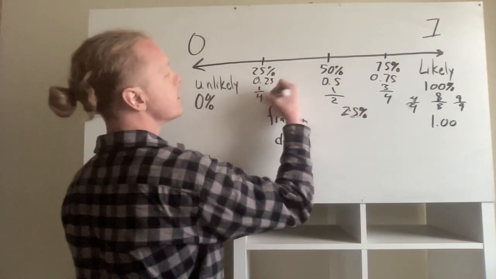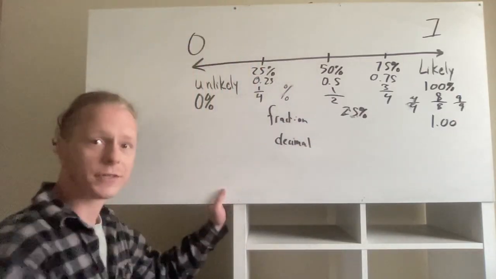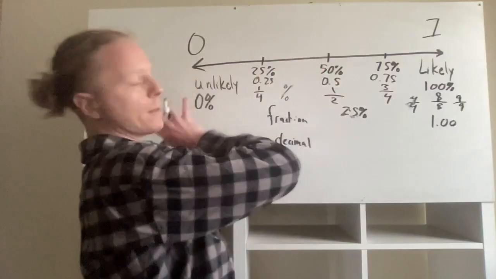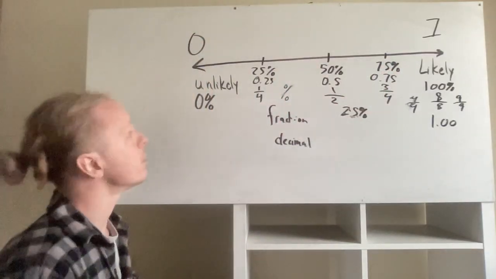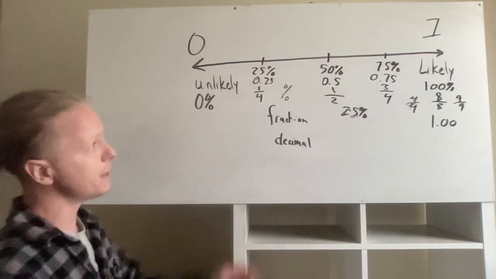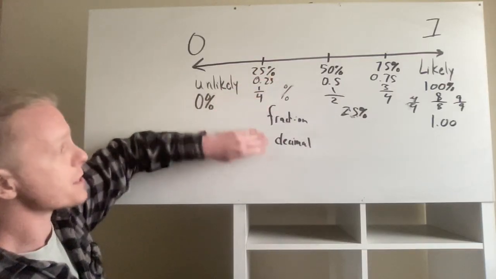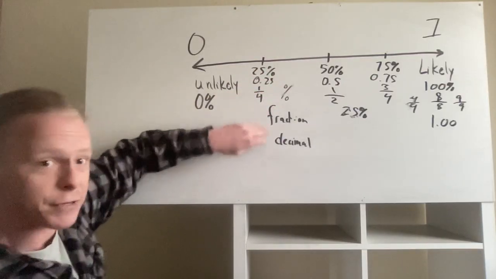We don't need to know all of these, but it's helpful to just have an idea of this on the number line, essentially, of what these different probabilities mean. And again, this idea that we can express them in any of these three forms.